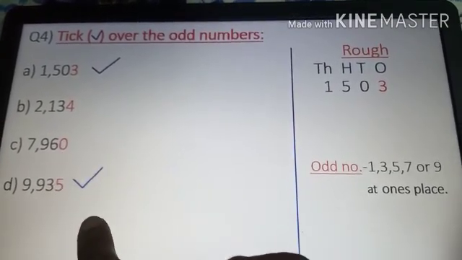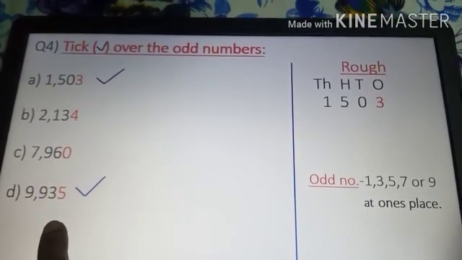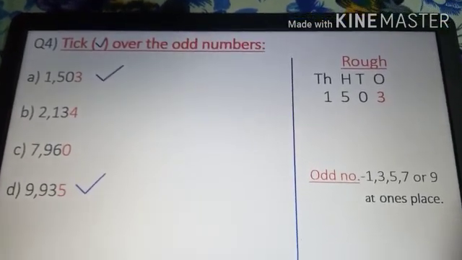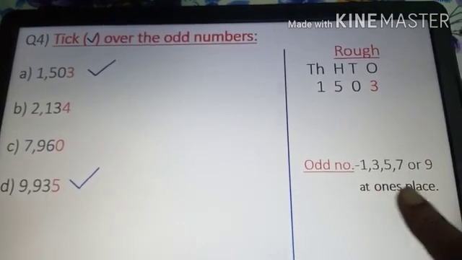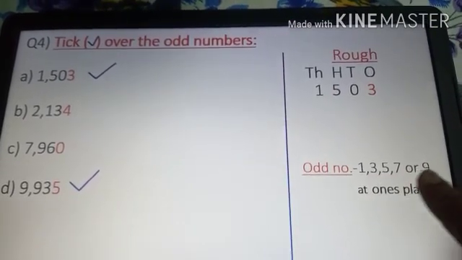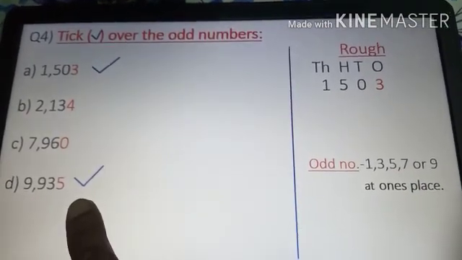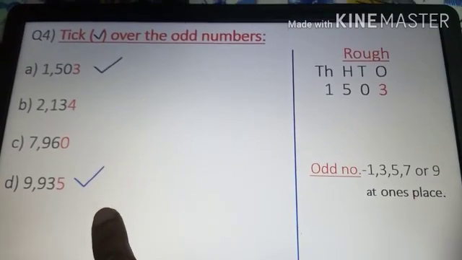Now check for the D number. Again you read the place value, children. Ones, tens, hundreds, thousands. So what digit is there at the ones place? 5. Very good. You check here for the 5. Do you get here 5? Yes. So the number 9935 is the odd number. So we will put here a tick.